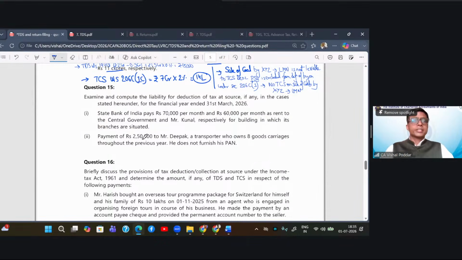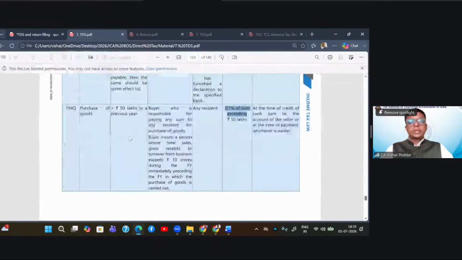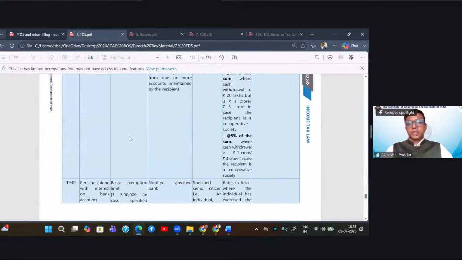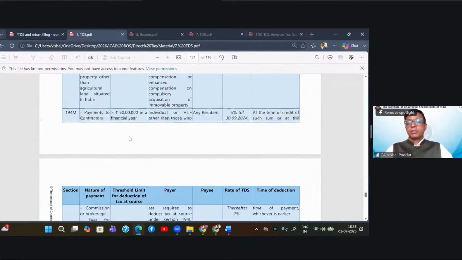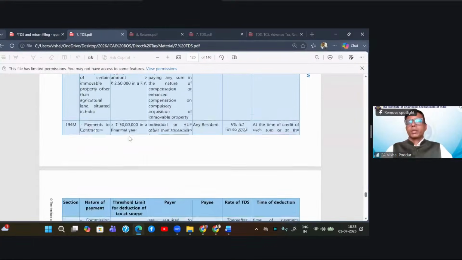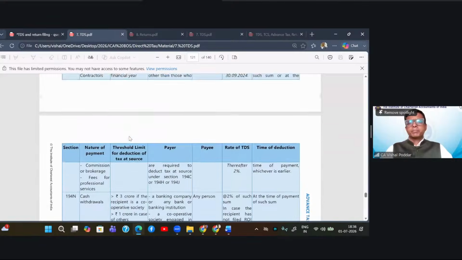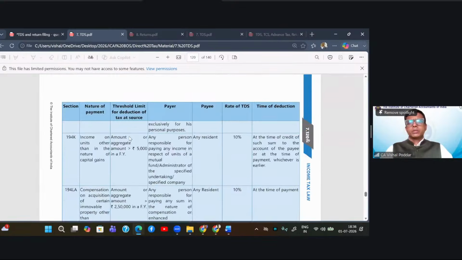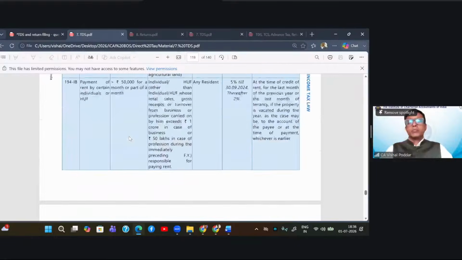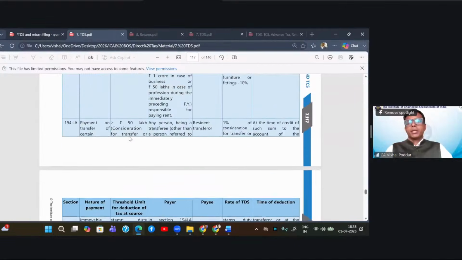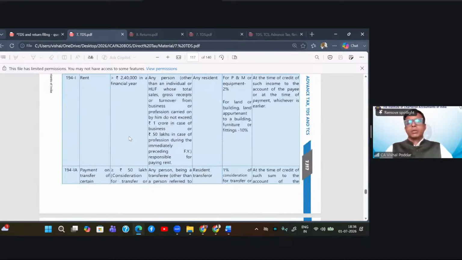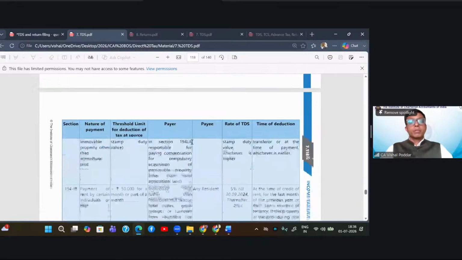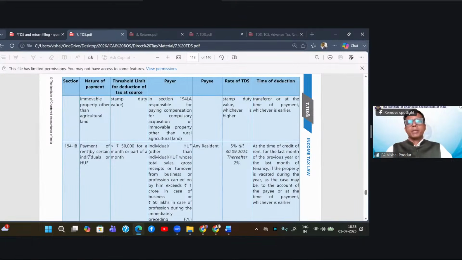Now, the TDS which is applicable is TDS on renting, for which there are two sections. One is 194I and the other one is 194IB. Correct? Sorry, not M, 194I and IB. Now we have to check what is applicable over here. Sorry, multiple section numbers. So either it is I or IB.